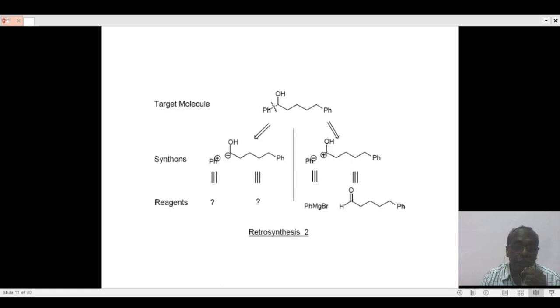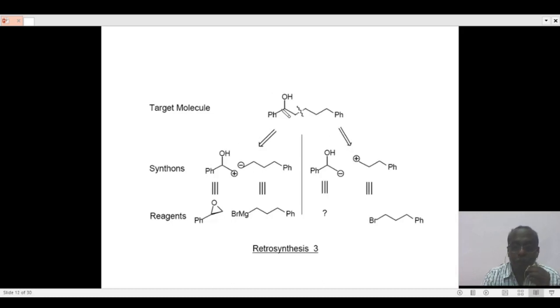Another synthetic route is, here also we are going to break the functional group carrying carbon. Here the phenyl group is broken, the functional group carrying carbon is broken. This bond breaking occurs between Ph and CHOH.